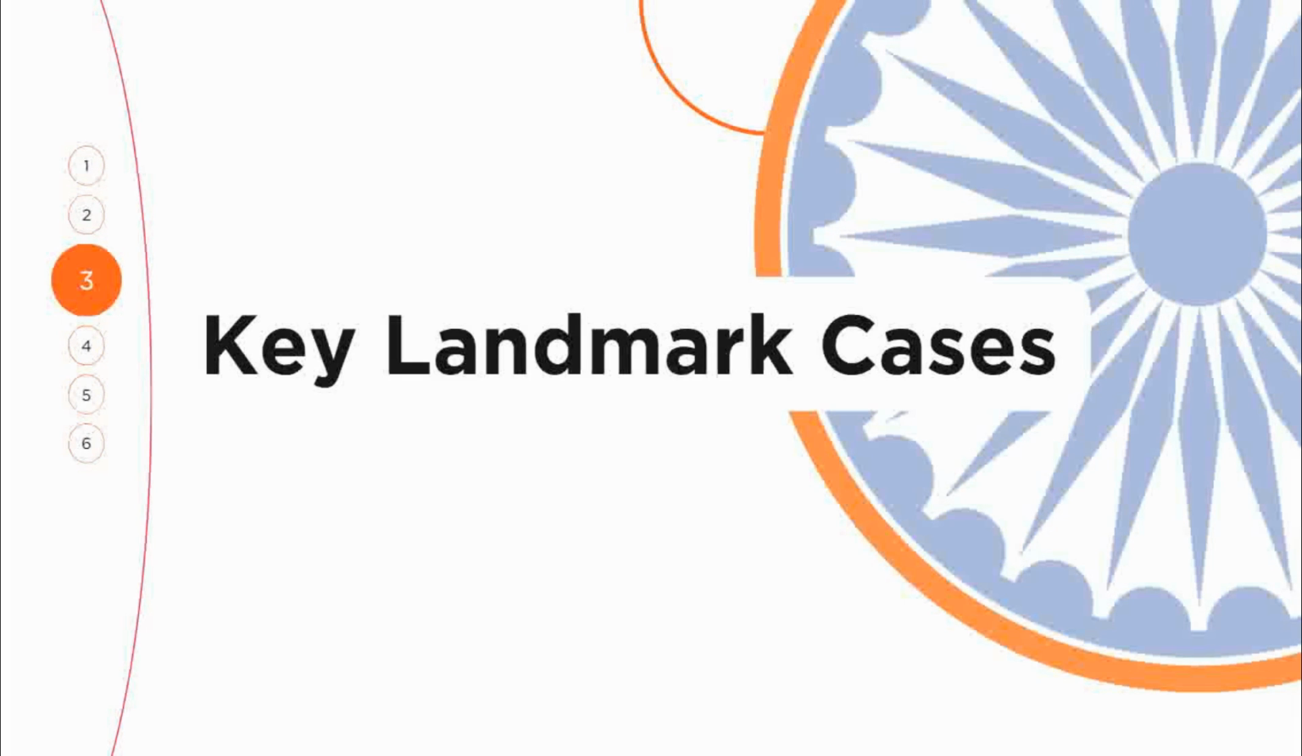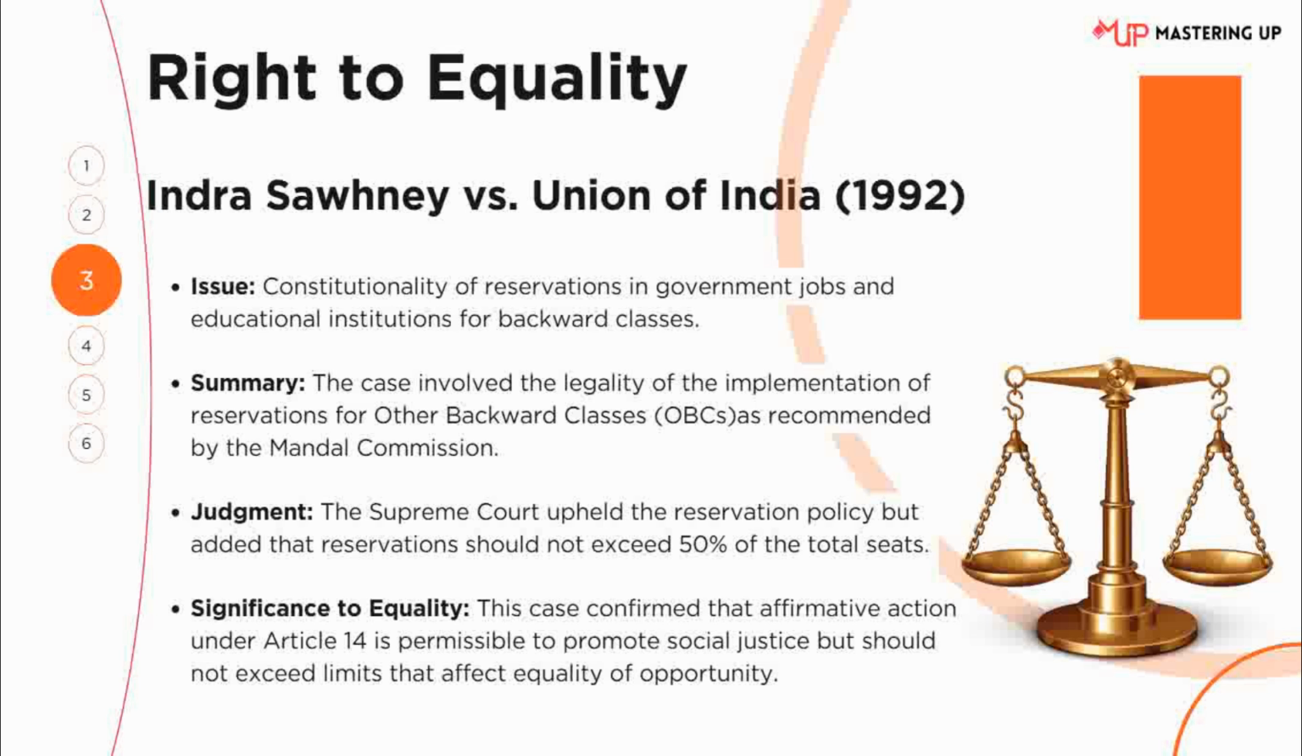So let's look at the Indira Sawhney versus Union of India case of 1992, also known as the Mandal Commission case, related to right to equality. In this case, the issue was whether the reservation system recommended by the Mandal Commission for OBCs in government jobs and educational institutions was constitutional, or if it violated the right to equality guaranteed under Article 14.